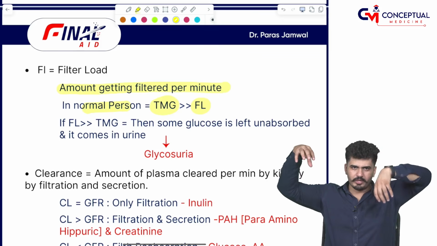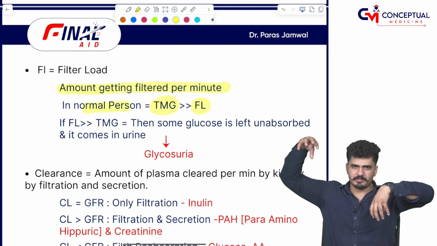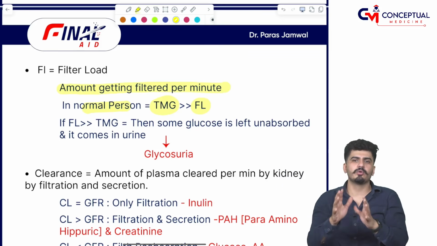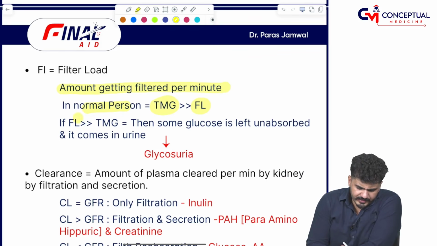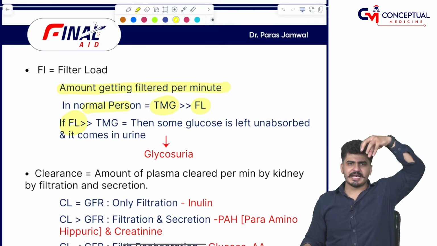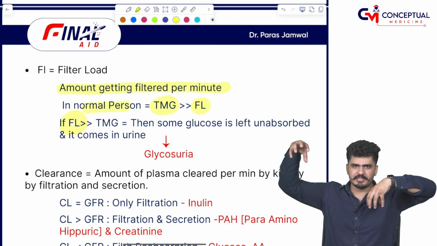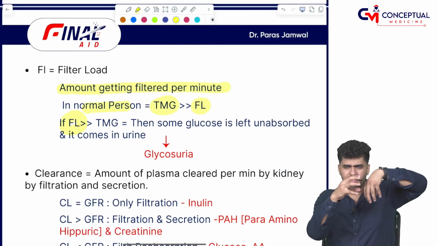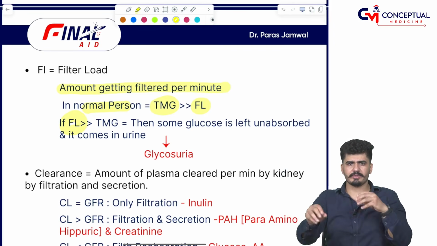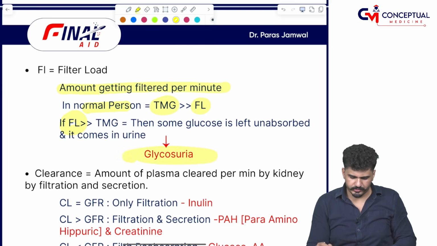So if filtration load is less and transport maximum is more, then 100% glucose is getting reabsorbed, my dear friend. If filtration load is more, ज़्यादा आ रहा है, वापिस नहीं जा पा रहा, then in that condition your glucose will be coming out in the urine and that condition is called glycosuria.